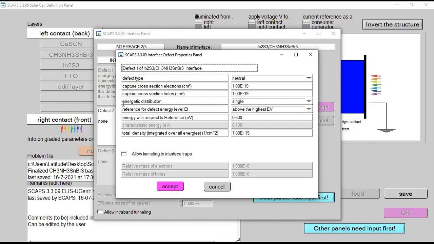And next is energetic distribution. Let me add one more important thing: in most papers, whenever you read about simulation of perovskite on SCAPS 1D, most people have Gaussian energetic distribution, most of them Gaussian, this one. But you can also check with single. But in most papers you can see that they have set the energetic distribution as Gaussian. It is the case only for the interfacing layer between perovskite and ETL, not for any other interfaces. I hope you are getting my point.